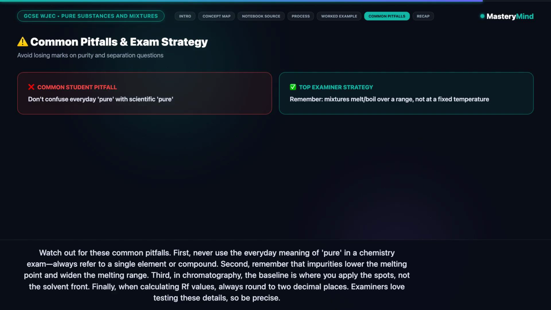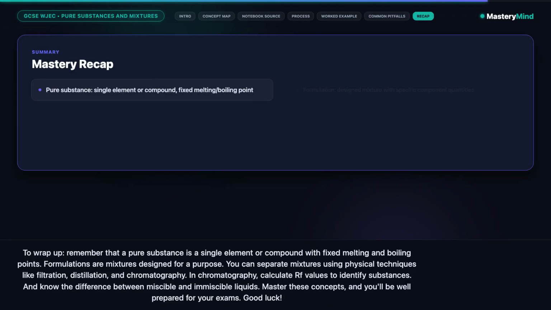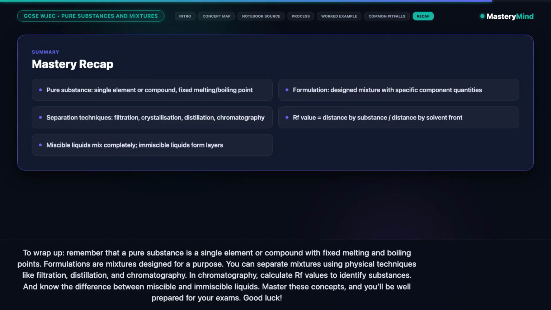To wrap up, remember that a pure substance is a single element or compound with fixed melting and boiling points. Formulations are mixtures designed for a purpose. You can separate mixtures using physical techniques like filtration, distillation, and chromatography. In chromatography, calculate RF values to identify substances. And know the difference between miscible and immiscible liquids.